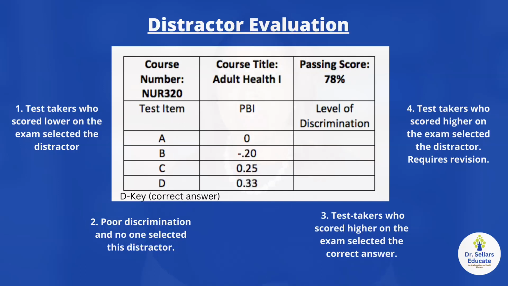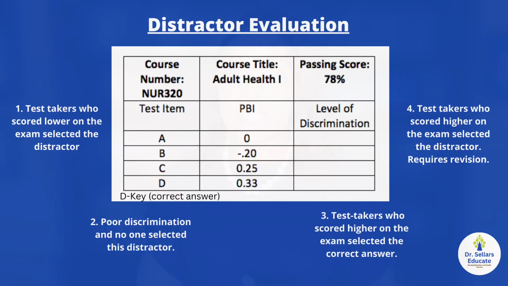For B, another incorrect option, it is negative 0.20, and for A, another incorrect option, the point biserial index is 0. This is what you are looking to match the information with. Okay, so we have 4 different options. We're looking at the level of discrimination, and we know the passing score, by the way, is 78%.